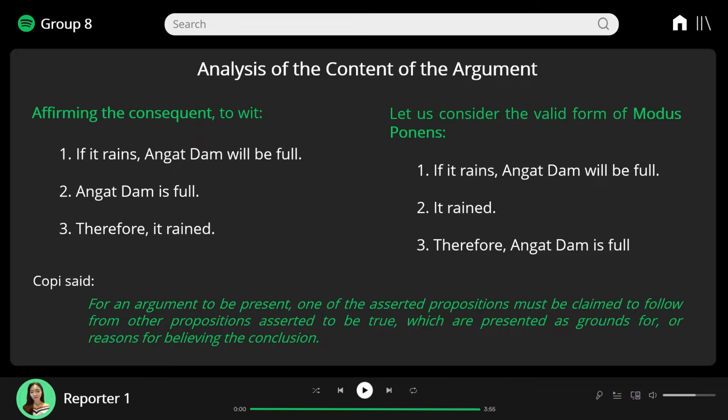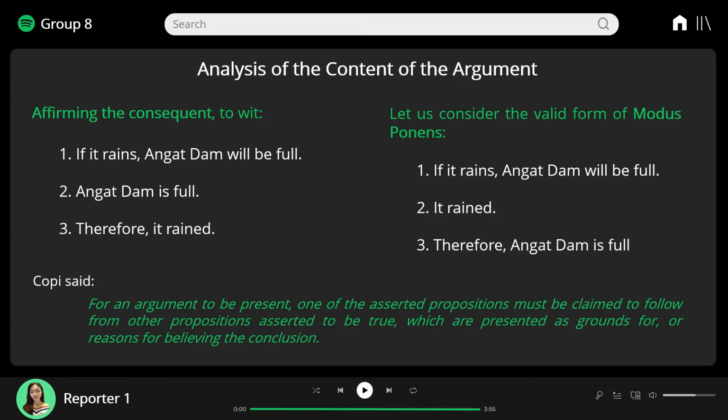Let us consider the valid form of modus ponens. First, if it rains, Angat Dam will be full. Second, it rained. Third, therefore Angat Dam is full. The argument form may be valid, but if you analyze the content of the argument, the conclusion 3, Angat Dam is full, does not necessarily follow from the two premises 1 and 2, for the simple reason that the rains may not be strong enough to fill up the dam.